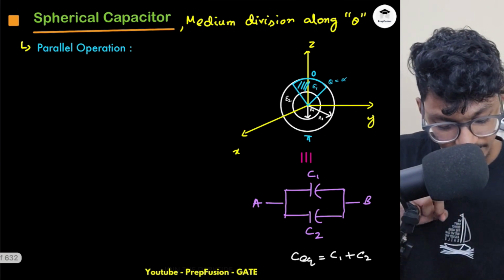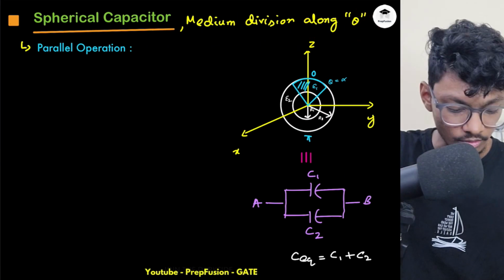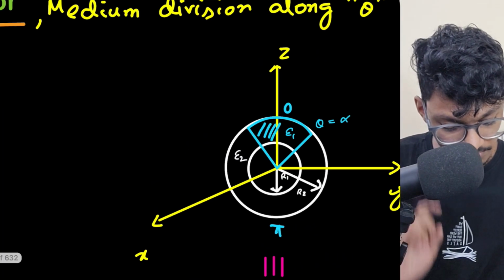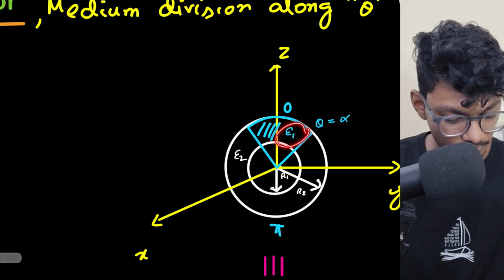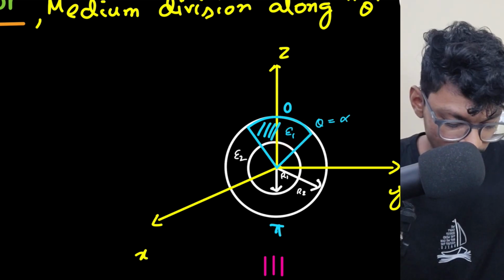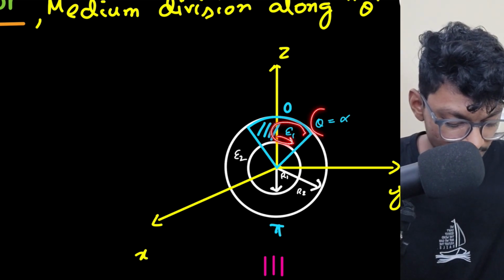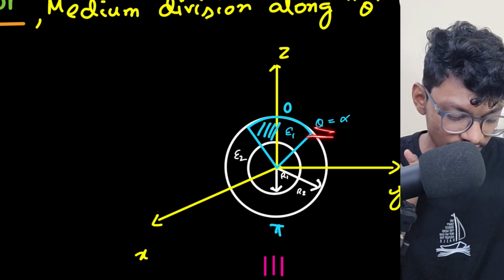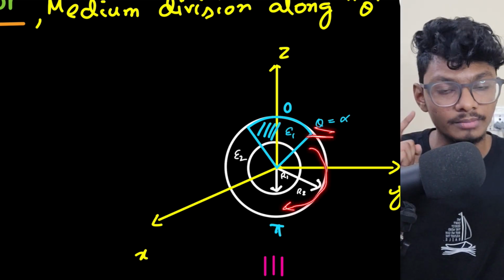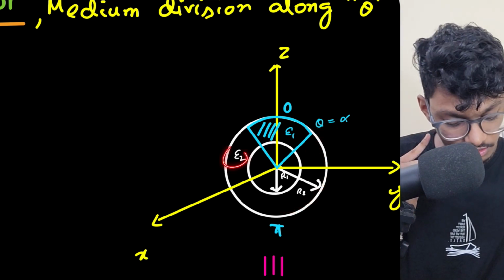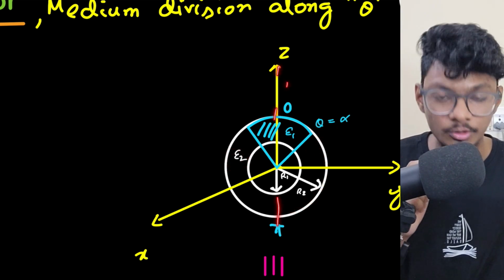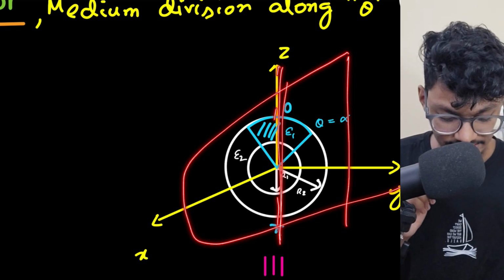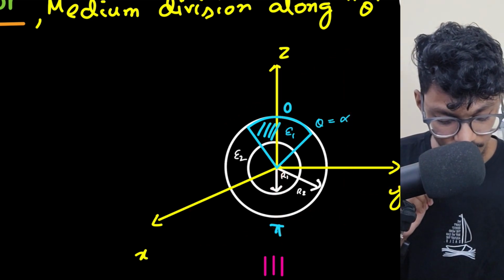Now if I am varying my medium along theta, then from the positive z axis up until theta equals alpha, my permittivity is epsilon 1. Then from theta equals alpha to theta equals pi, my permittivity is epsilon 2. And obviously it will be symmetrical about the z axis, right?